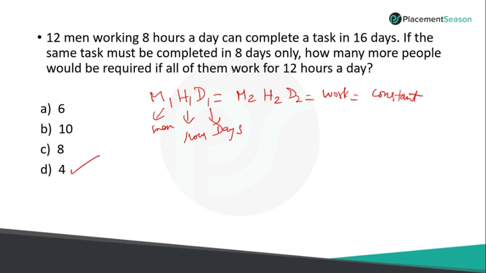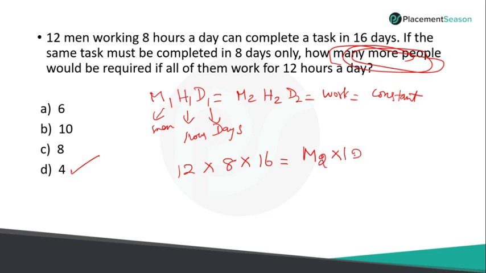But look at the question carefully. The question is not the number of people, it is how many more people. So they're asking for the difference. What is M1? 12. What is H1? 8 hours. And what is D1? 16. What is M2? That is what we're supposed to find, so keep it as M2. And what is H2? 12 hours. And what is D2? 8.